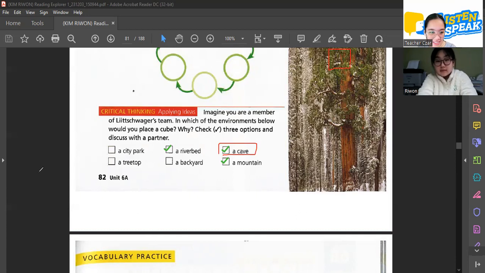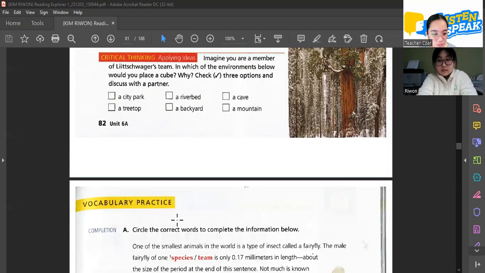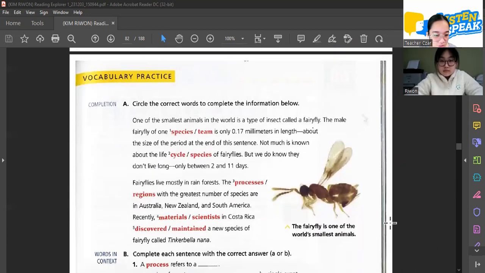Okay, very good. So now we will be moving on to the next one, which is the vocabulary. So this one is the completion. So all you need to do is to circle the correct words to complete the information. Okay, you can start now.